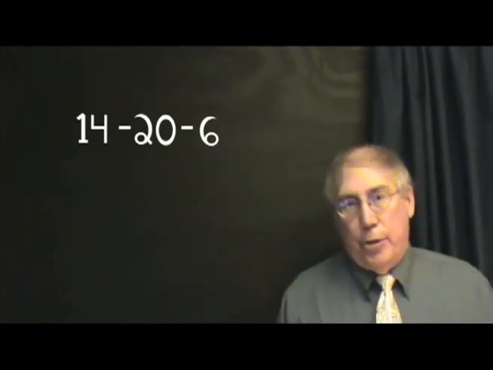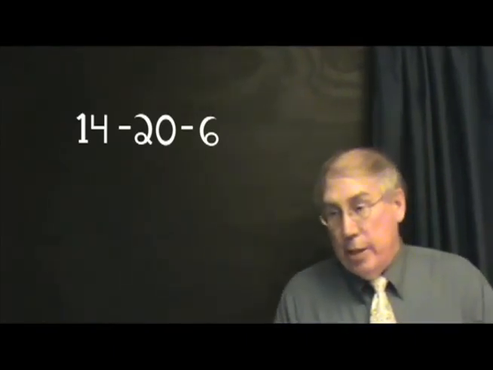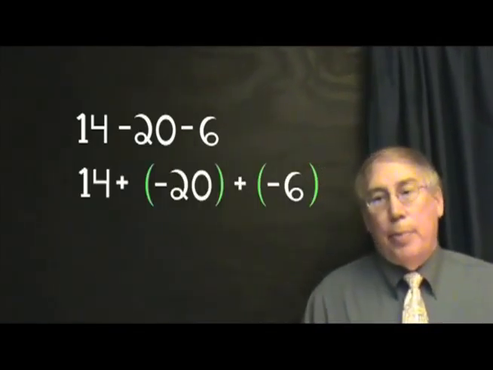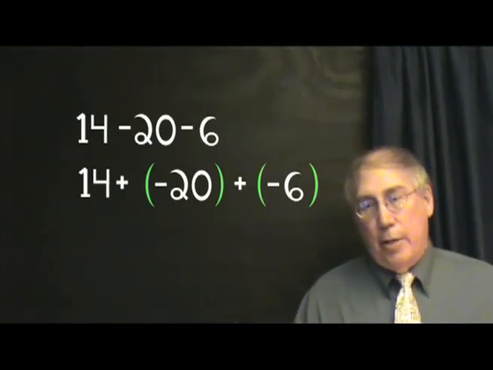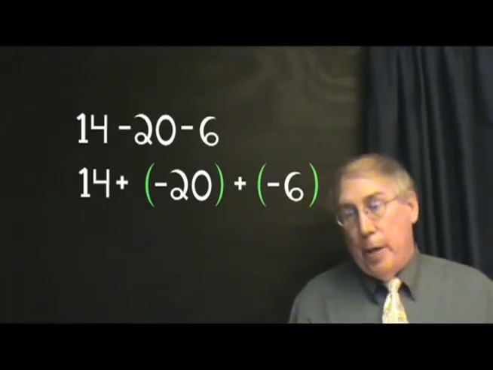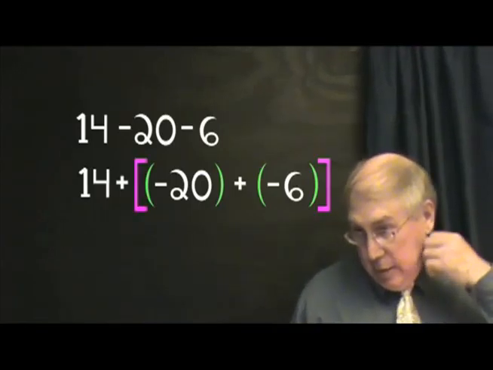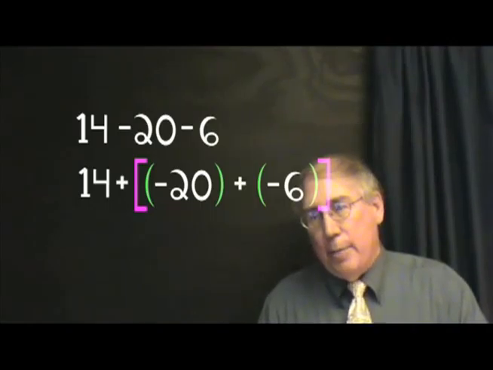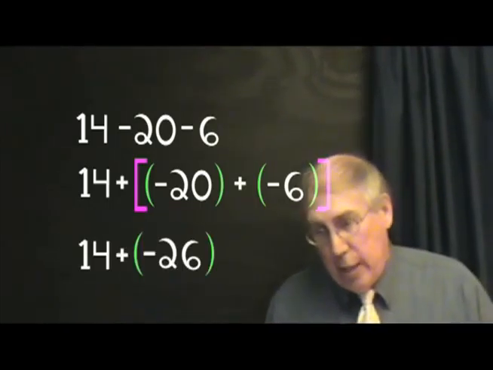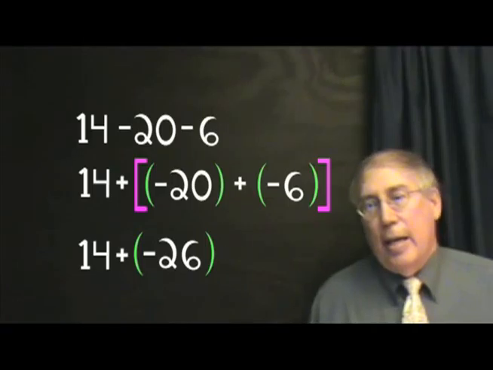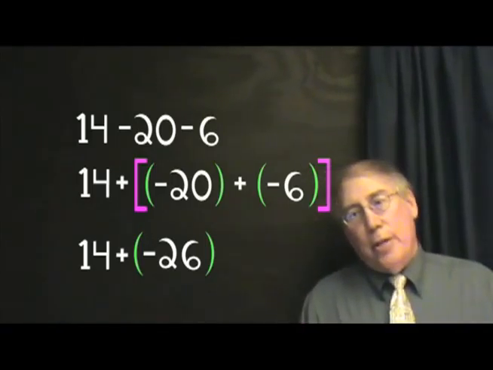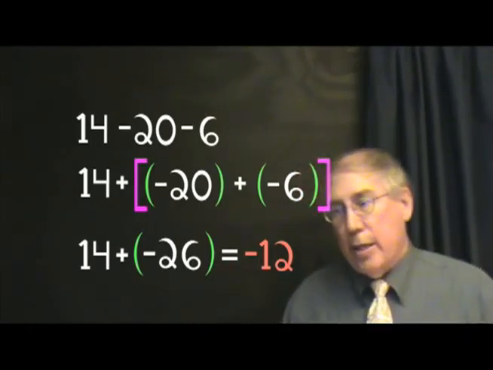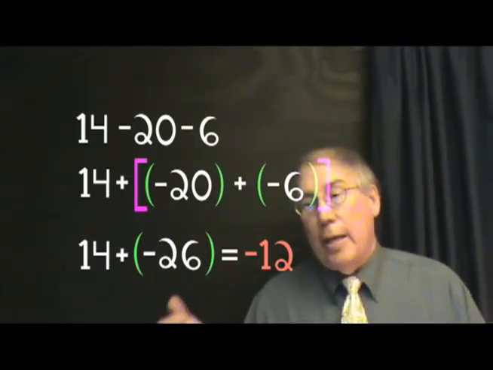Now we have three numbers here. Let's put it in terms of an addition problem. So we'll get 14 plus a negative 20 plus a negative 6. Now let's group two of them together. Let's take the two negatives together. The signs are the same, so we can just add them together and put the common sign, which is negative. So we get negative 26 and a 14. Subtract the 14 from the 26, and then put the sign that's with the 26, which is negative, with our answer, so we get negative 12.